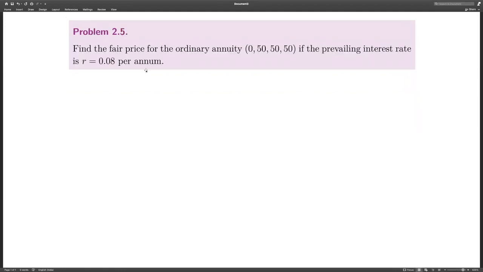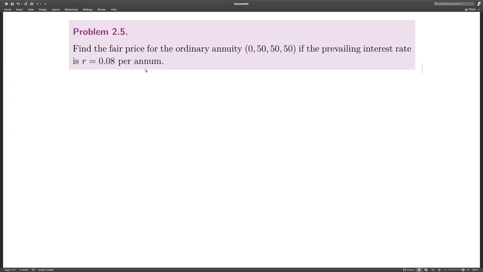The fifth problem is: find the fair price for the ordinary annuity given by 0, 50, 50, 50 if the prevailing interest rate is R equal to 0.08 per annum. The fair price of the ordinary annuity is basically the present value of the given cash flow with compounding annual interest rate of 0.08. See, in the problem, frequency is not given explicitly. So we take it to be the annual payment and for the period of 3 years.